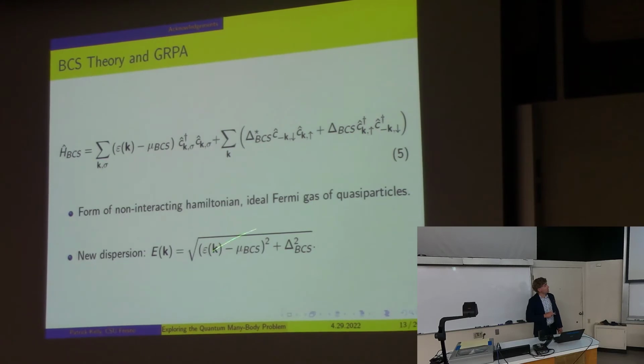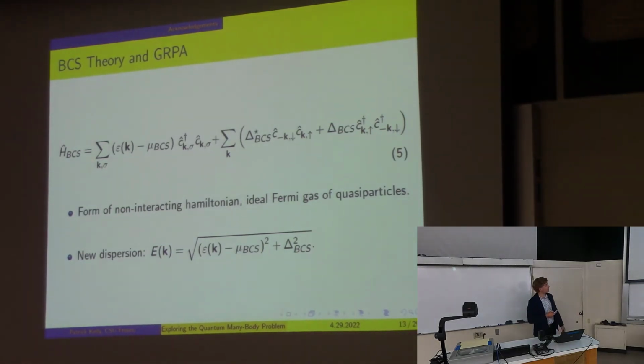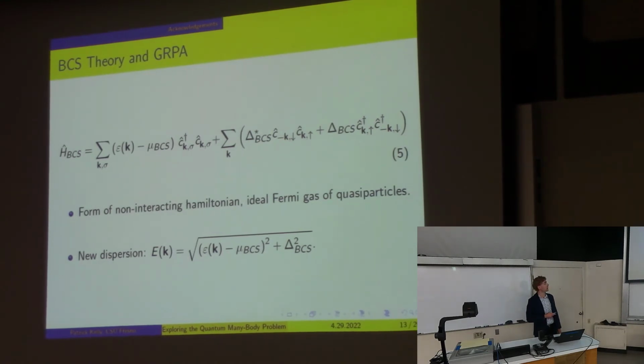And you get a new dispersion relation that's related to the old one and your original parameters in your system. So that's BCS theory, basically, at least for cold atomic gases.